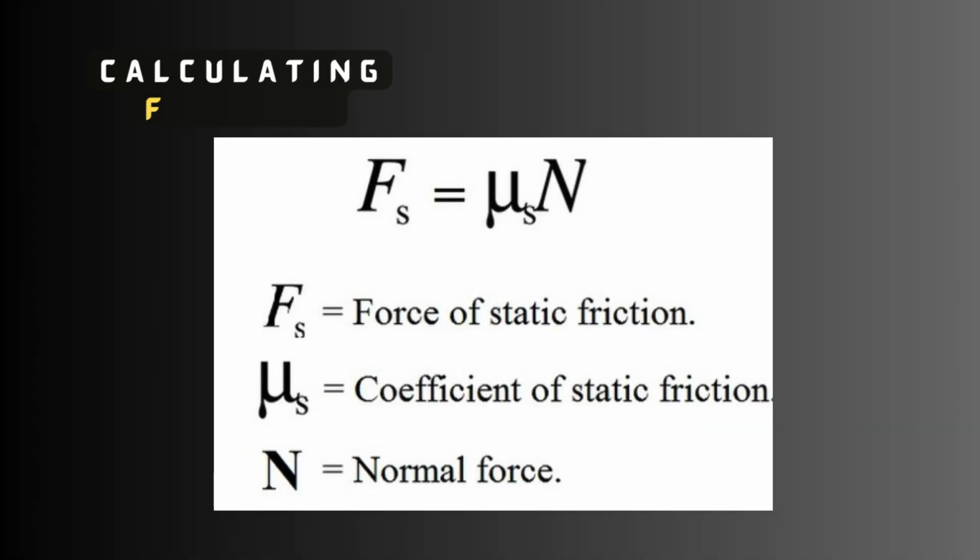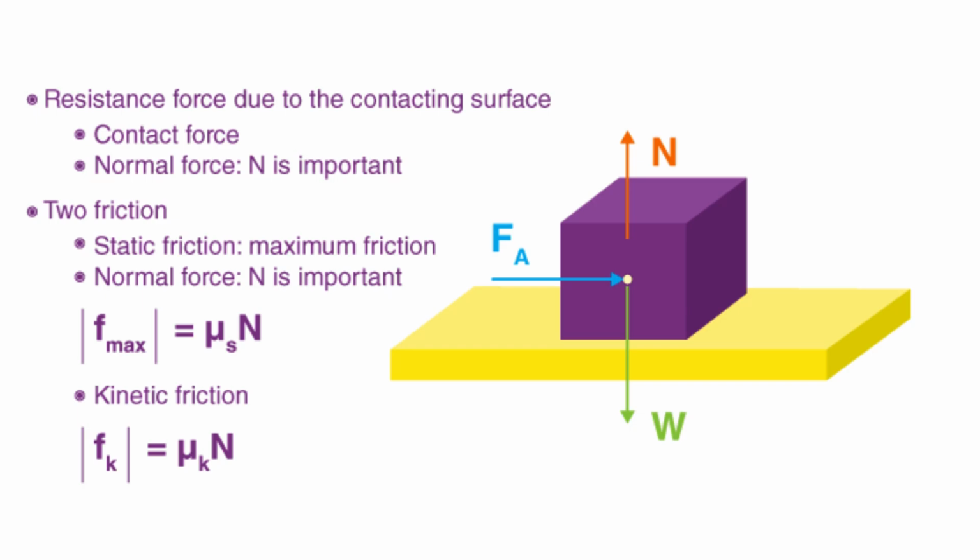Calculating friction. The force of friction, Ff, can be calculated using the formula Ff is equal to μn, where μ is the coefficient of friction and n is the normal force pressing the surfaces together.